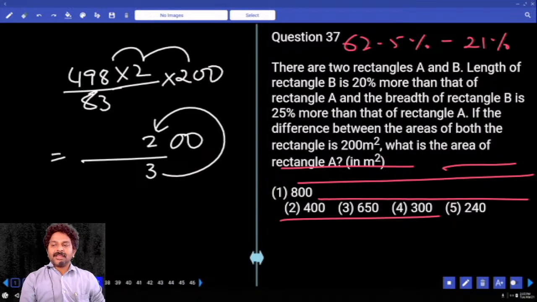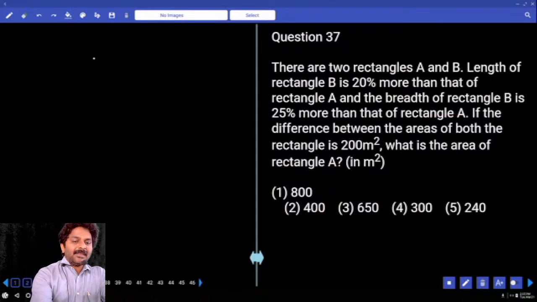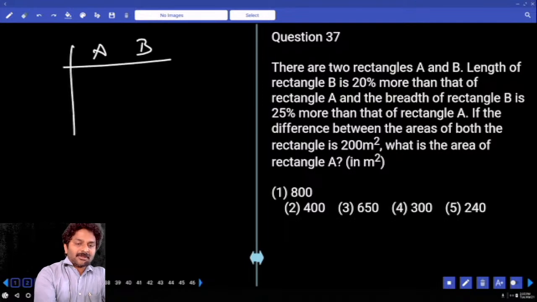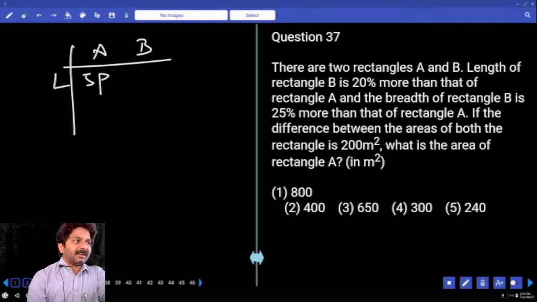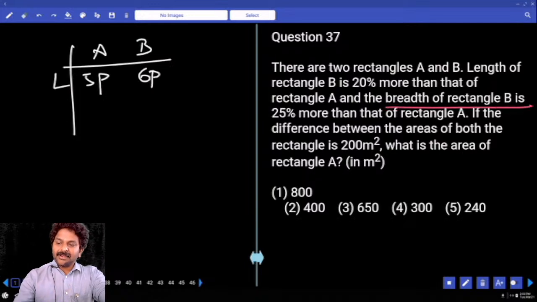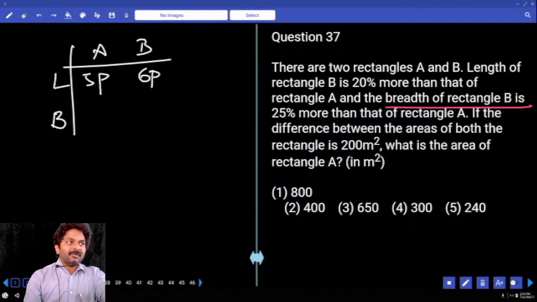There are two rectangles A and B. Length of rectangle A is 20% more than the rectangle B. A, B, 20% length, fractional value 1 by 5. Let me take 5 parts for rectangle A, 1/5 more, 6 parts for B. Breadth of rectangle B is 25% more than rectangle A. 25%, fractional value. I'll start taking this as 4Q.